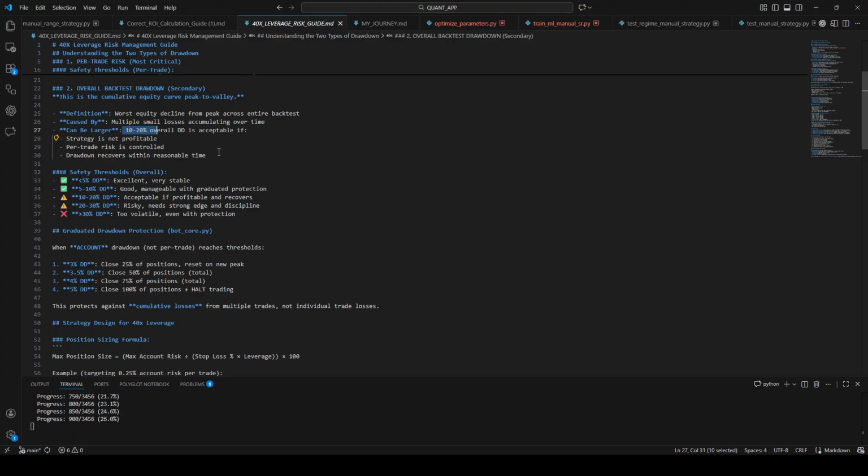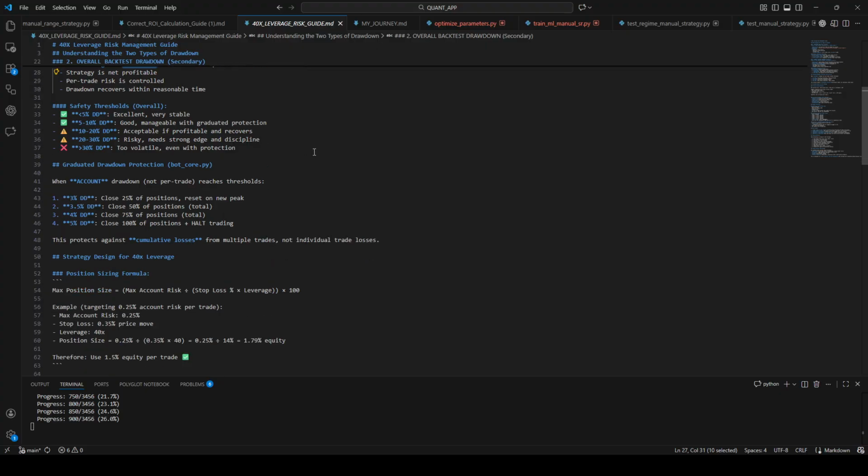So yeah, it's acceptable if you have these three in sight: strategy is profitable, per trade risk is controlled, drawdown recovers within a reasonable time. Keep that in mind, guys. Safety thresholds: below 5%, excellent, very stable. 5 till 10, good, manageable with graduated protection. 10 to 20, acceptable if profitable and recovers.